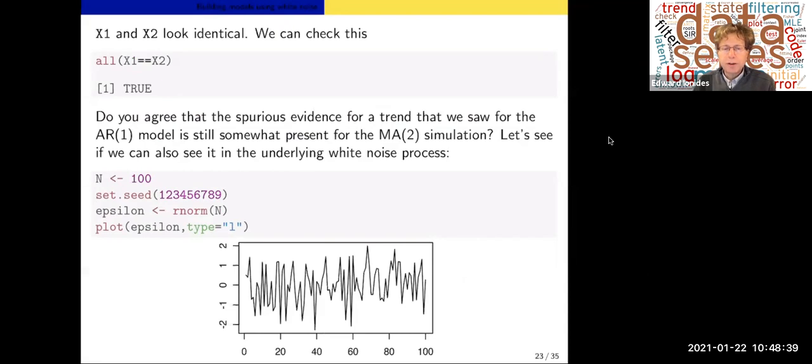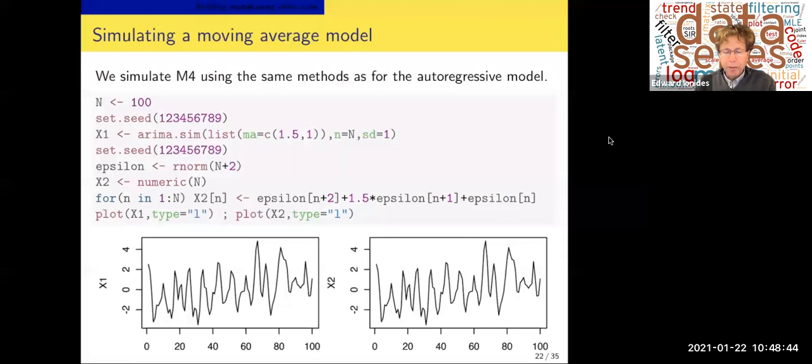Now, what's happened to our trend? So if we go back here, the MA process, I've used the same seed, the same driving white noise, and just like the AR process seemed to have a trend, here we also see some kind of evidence of trend. I mean, we know that the model, in fact, does not have trend. So anything we're seeing is just chance variation. But it does seem to be there.